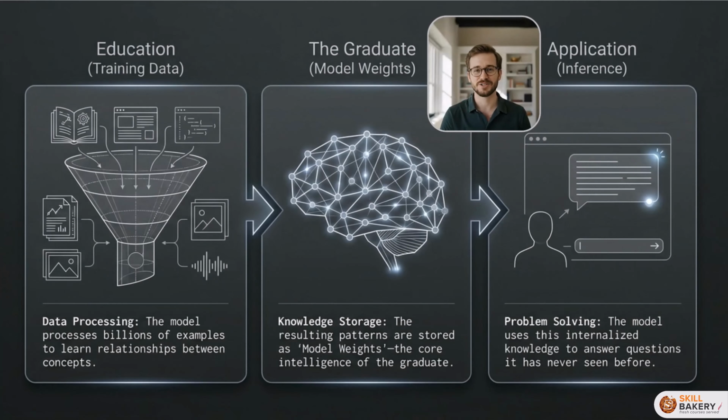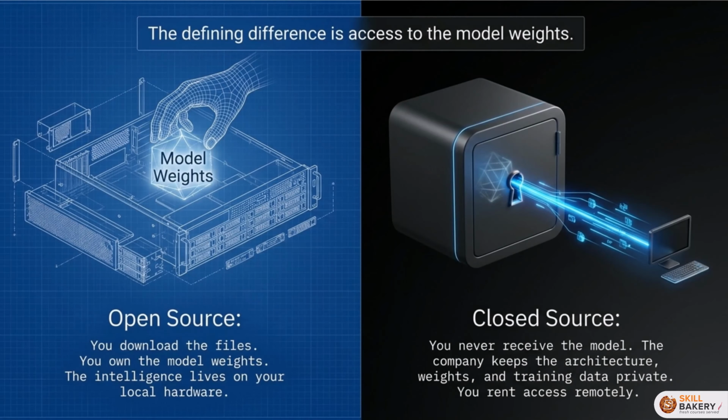To understand these ecosystems, look at the AI development cycle: education through training data, the storage of internalized knowledge and model weights, and the final application of problem solving during inference. The core difference between these two paths is access. With open source, you own and manage the model weights on your hardware. With closed source, you rent remote access, keeping the internal details private.